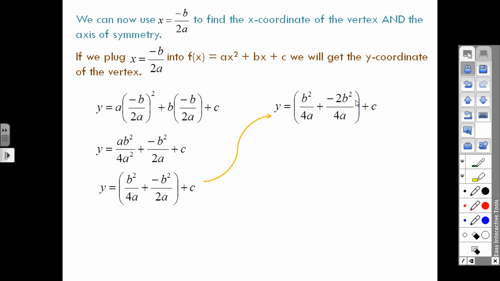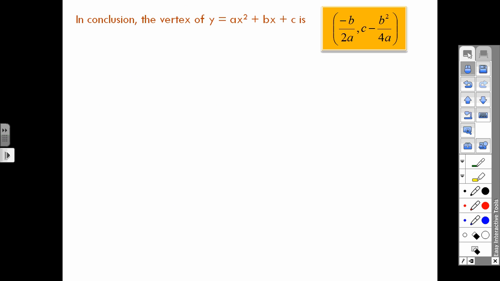So b squared minus 2b squared is a negative b squared. So negative b squared over 4a plus c. And I'm just going to reorder it, because why not? I hate starting something with a negative if I can possibly avoid it. So c minus b squared over 4a. That would be the y-coordinate of your vertex. Okay, so in conclusion, all of this boils down to this formula right here. This is how you calculate what your vertex is. Okay? Remember that.